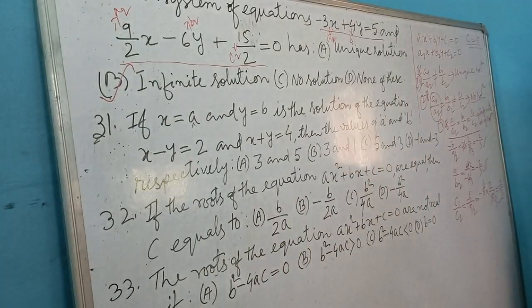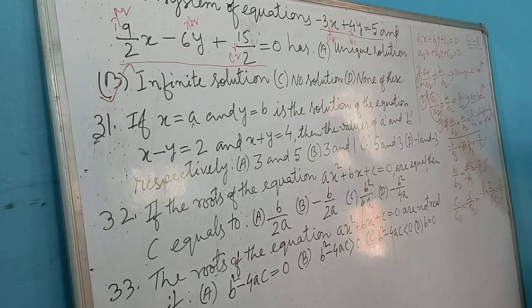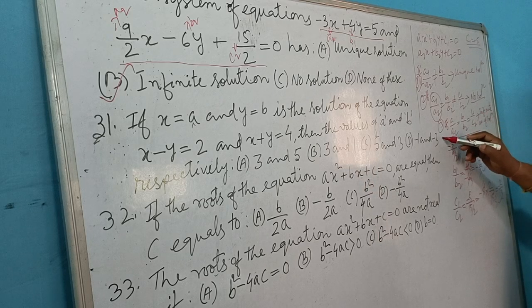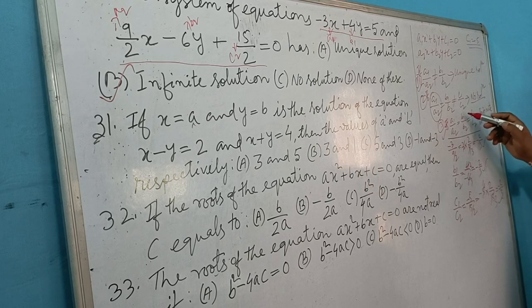Clear? So that way you have to check, you have to remember the conditions. In a linear pair of equations, if these conditions are satisfied, you can say this is the solution. But you have to remember these three conditions. For infinite number of solutions, the third condition is satisfied: a1/a2 = b1/b2 = c1/c2. The ratios are same. That's why.